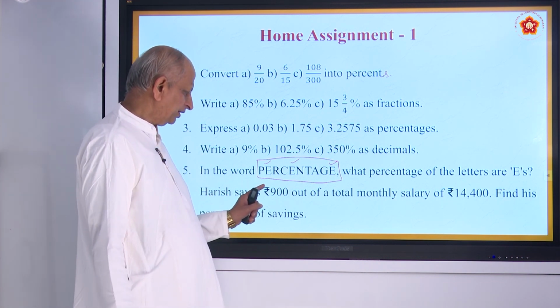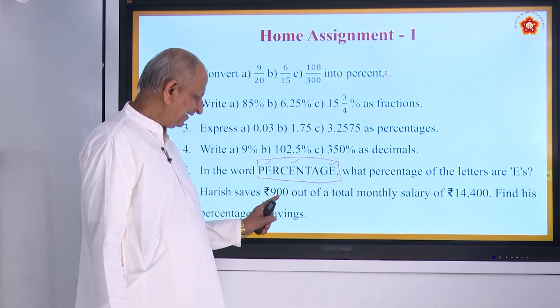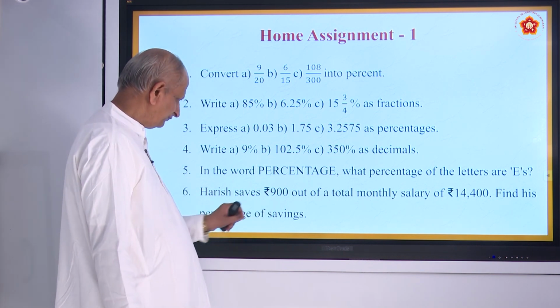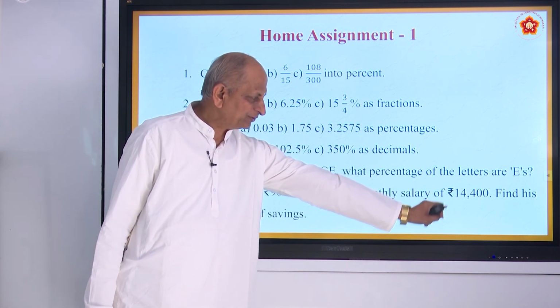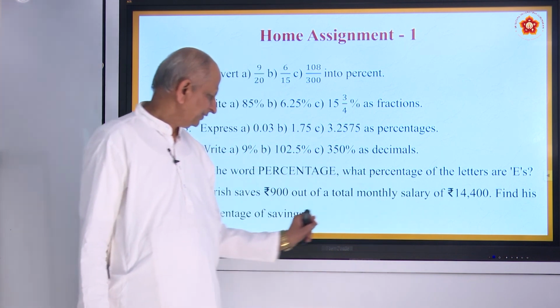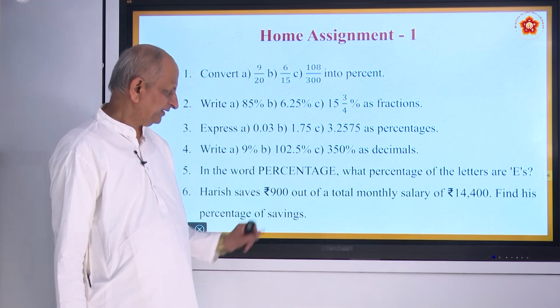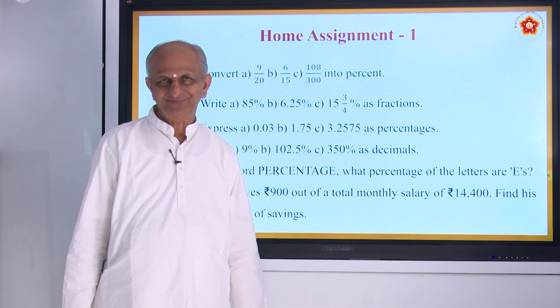Harish saves, this symbol is called the rupee symbol, 900 rupees out of a total monthly salary of 14,400 rupees. So this is the salary, this is the saving. Find the percentage of savings. Can you do it?